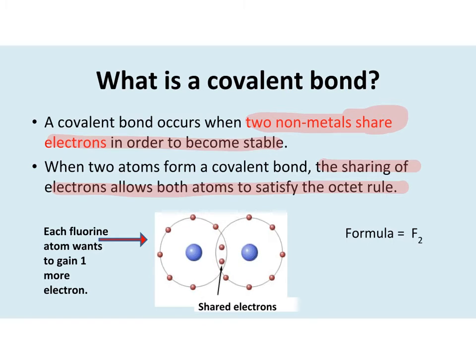Fluorine normally has 7 electrons in its outer ring, so I'll do the 7, right? 1, 2, 3, 4, 5, 6, 7. That was that fluorine. And then I'll do the other fluorine's 7 in the other color. 2, 3, 4, 5, 6, 7. So neither can give up an electron. One fluorine can't give up the electron to the other fluorine, but what they can do is they can share.